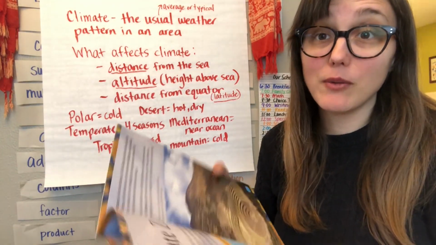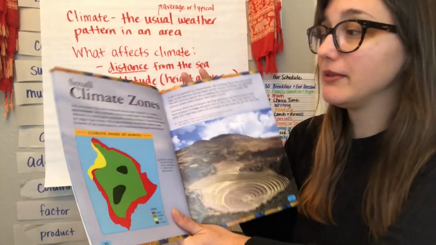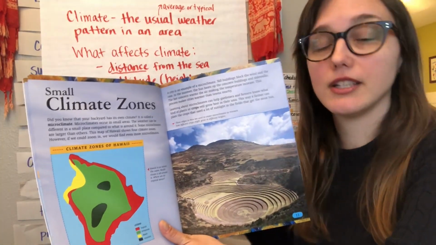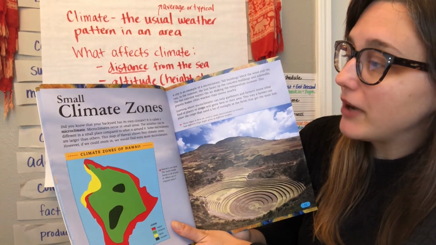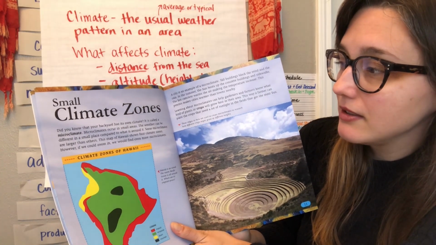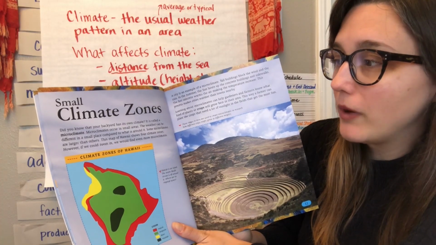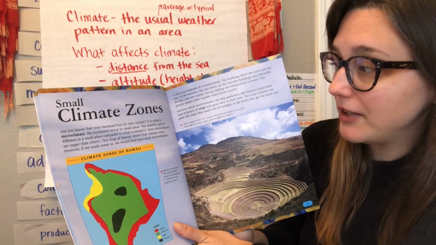There's one more page that I wanted to show you, and it's called Small Climate Zones. So let's read about small climate zones and think about how we can discover this in our own area where we live. Did you know that your backyard has its own climate? It is called a microclimate. Microclimates occur in small areas. The weather can be different in a small place compared to what it is around it.